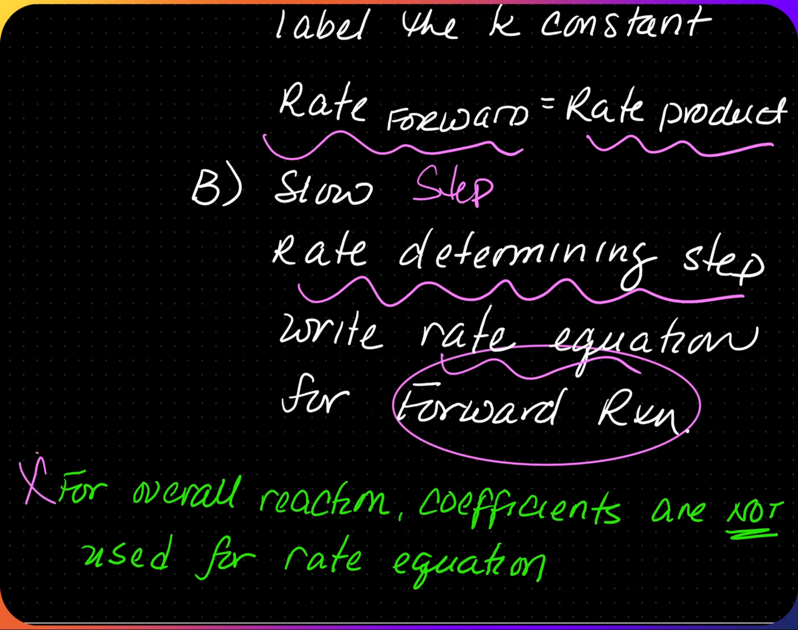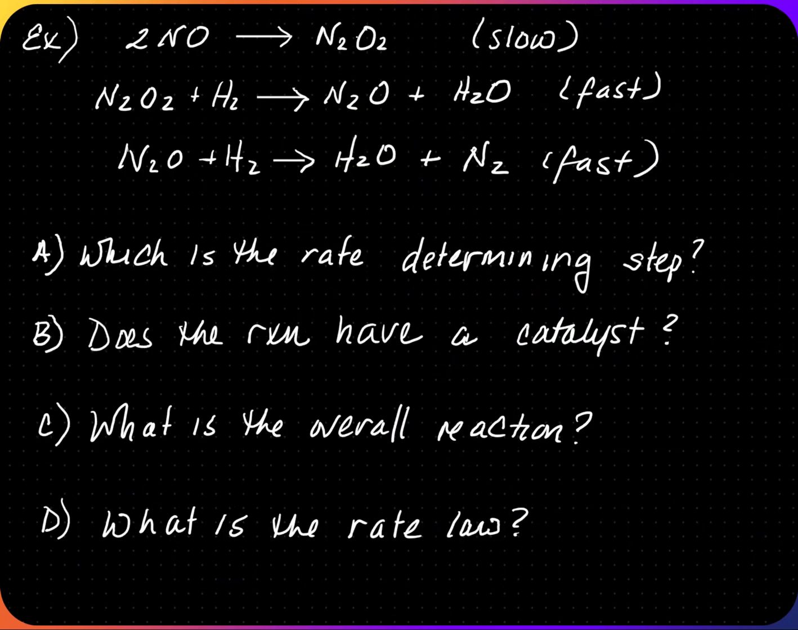Please note, the overall reaction means I add all the elementary steps and get a final reaction by canceling out all the intermediates and the catalyst. We do not use the coefficients of the balanced overall equation for the rate equation. We need to solve this experimentally, or it will be given to you. Pause the video and try this example on your own, and then check your answer.